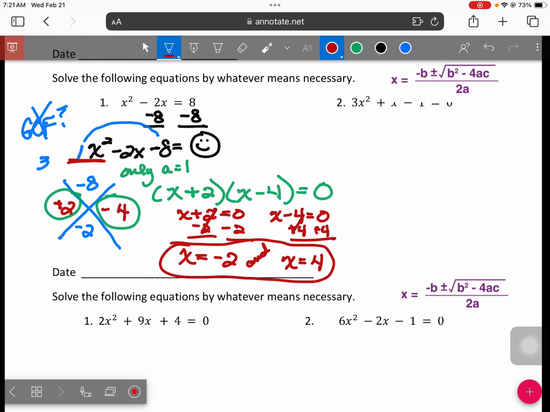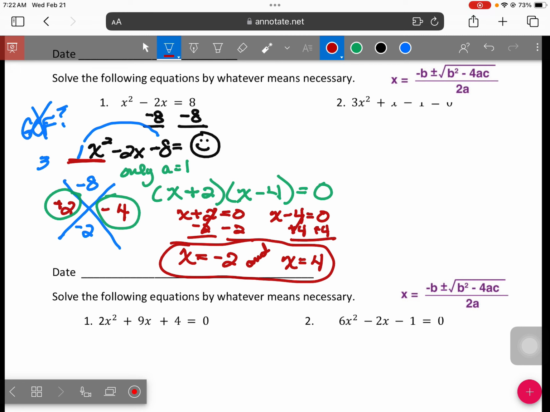Okay. So again, you don't have to use the quadratic formula, but we could have used it and we would have gotten the same answer. Okay. Any other questions on 1?